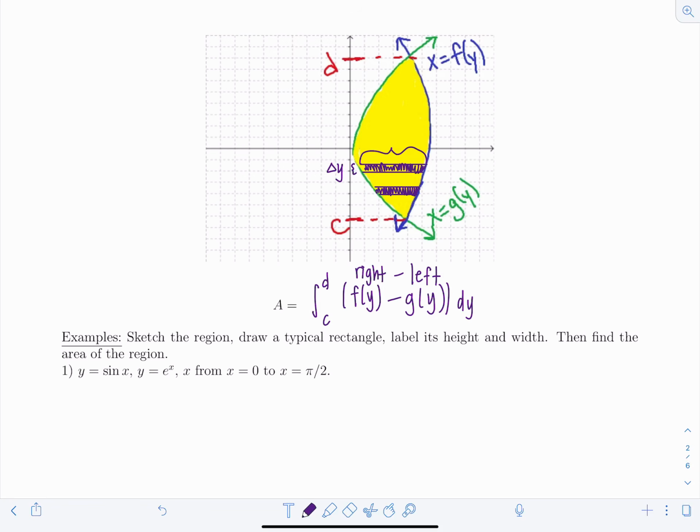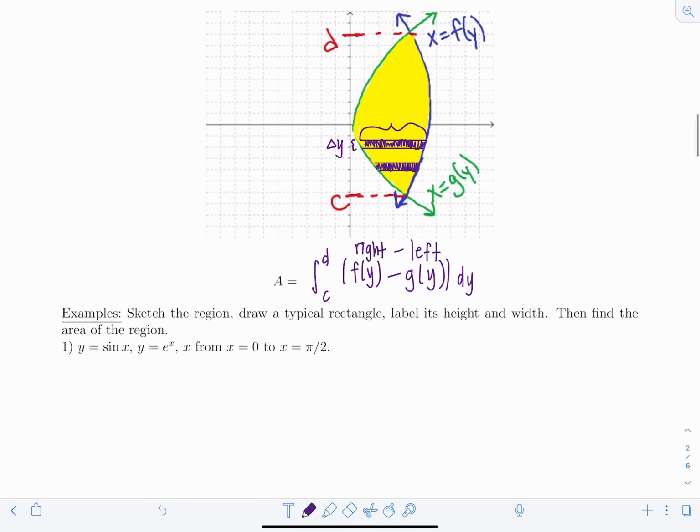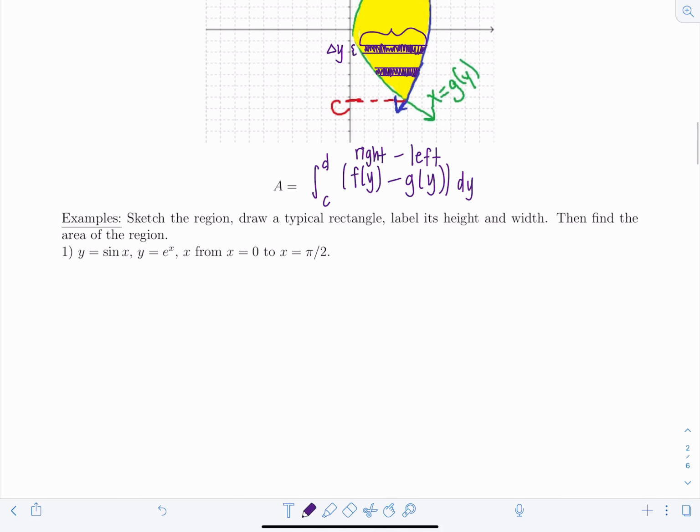Okay, so let's look at some examples. There's going to be graphing required for basically any problem that you do here, so make sure you do your graphs nice, neat, and labeled. Example 1. Sketch the region, draw a typical rectangle, I will explain what that is, label its height and width, and then find the area of the region.